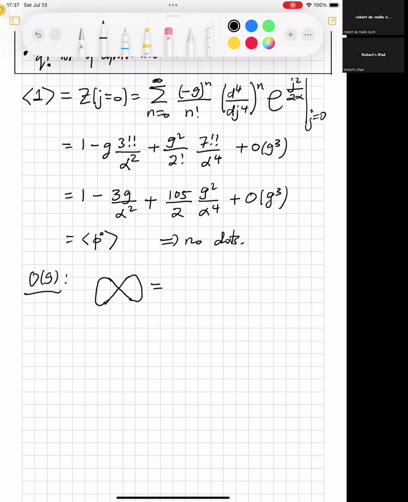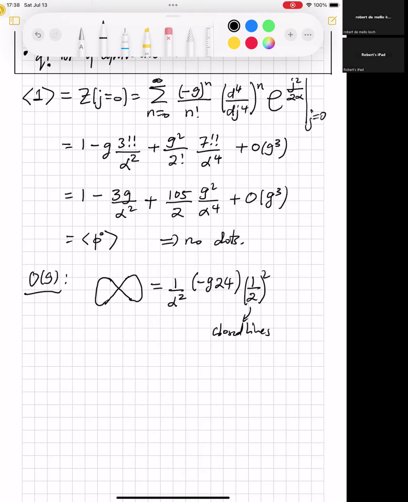Well, you can see immediately there are 2 lines in this diagram, so we'll get 1 over alpha squared. There's a single vertex, so we've got minus g times 4 factorial, which is 24. And now let's put in the factors. So how many closed lines are there? Well, here's a closed line, that line in red, and here's a closed line, that line in blue. Both the red line and the blue line start and end at the same point. So we're going to have a 1/2 squared, and this is for the closed lines.